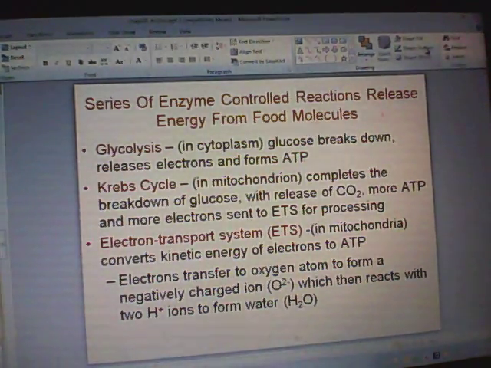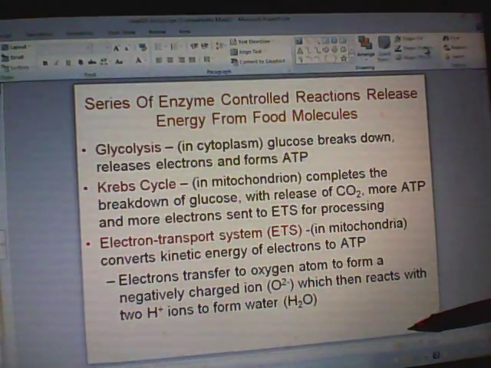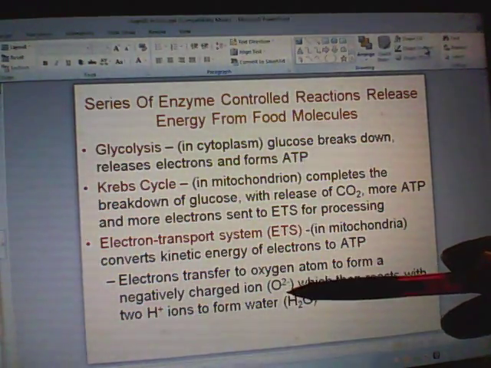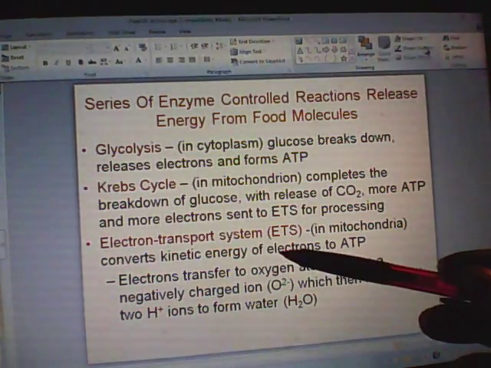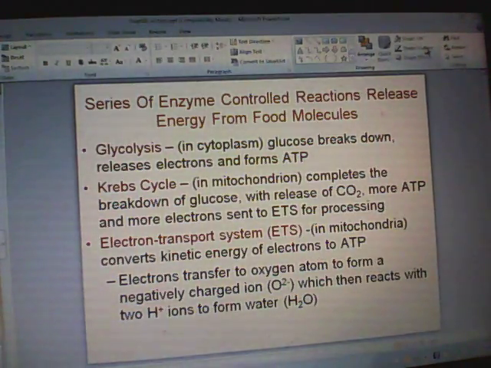So from this slide, you want to grasp that there are 3 steps to aerobic cellular respiration. The first is glycolysis, second is Krebs, third is ETS. You want to know that the ETS makes the most ATP, and that at the end of the process, you have oxygen, which is the final electron acceptor. This is the word I'm saying in case I sound funny. Electron acceptor, meaning it accepts.